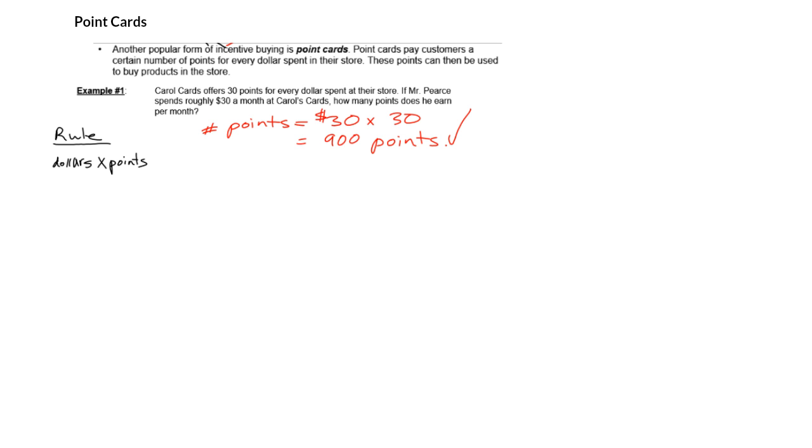You don't get cash. What happens is customers' point cards pay a certain number of points for every dollar spent in their store. And then those points are going to be used inside the store. It's very similar to what a Canadian Tire buck is, right? So when you spend money at Canadian Tire, they give you Canadian Tire money that you can only spend in their store. The first thing you need to understand as a consumer is to figure out how many points you're going to get.